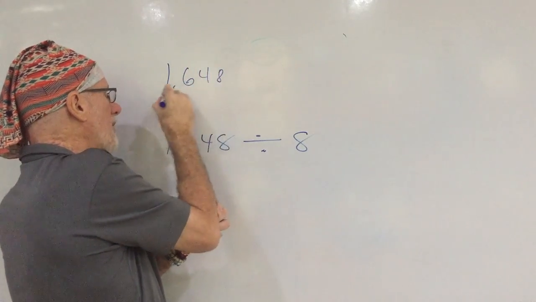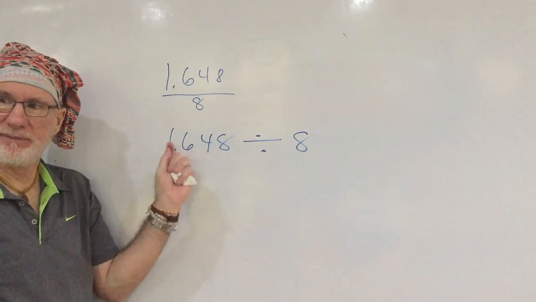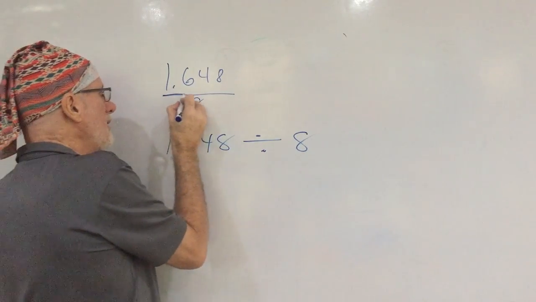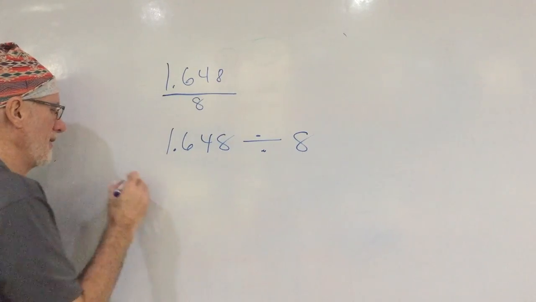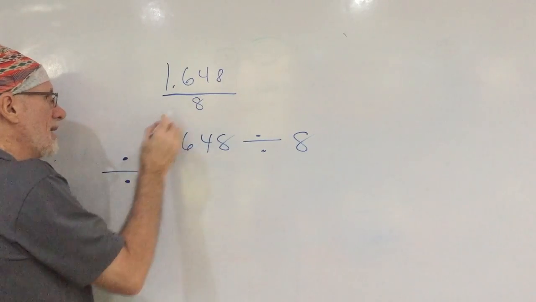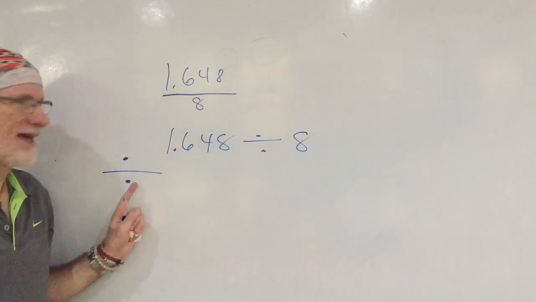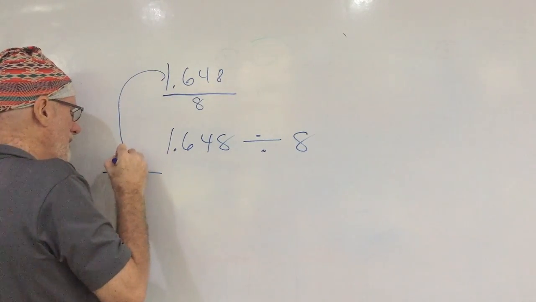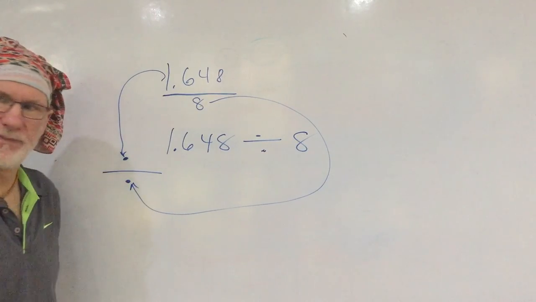1.648. I know you're probably not ready for this, but that's the same thing. This line means divided by. Look at this. You ready? This is this, and this is this. You see that? Isn't that weird? This is that dot, and this is that dot.